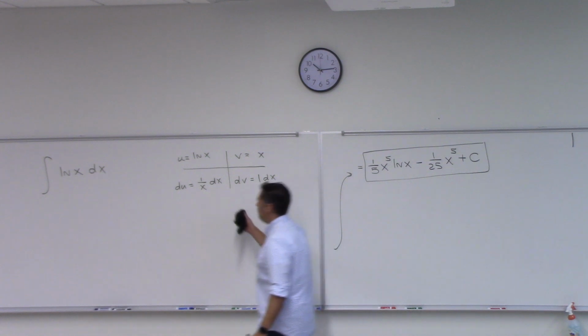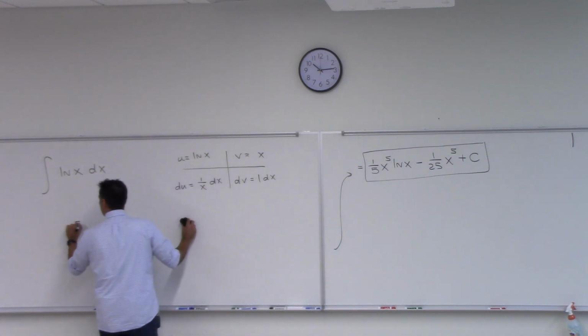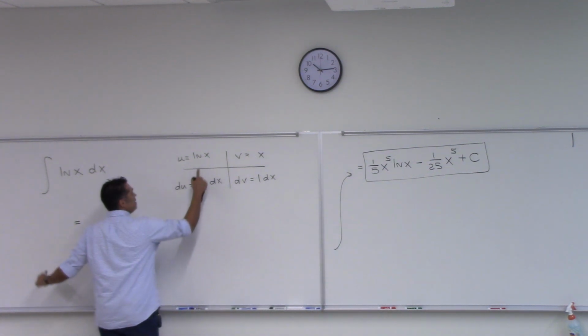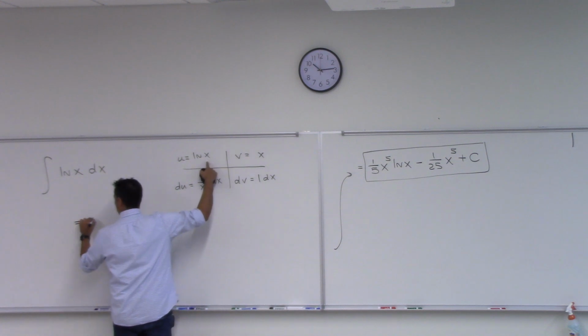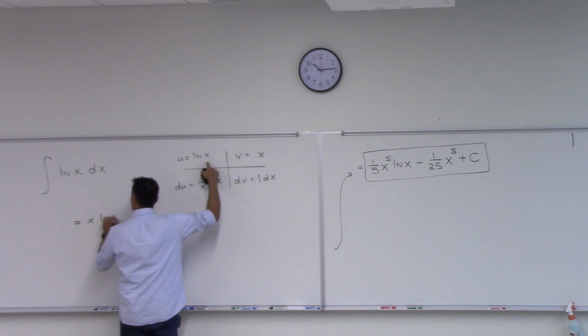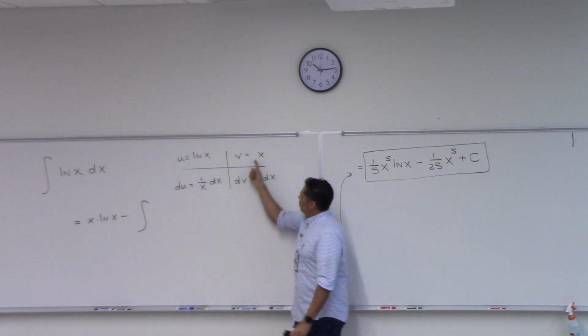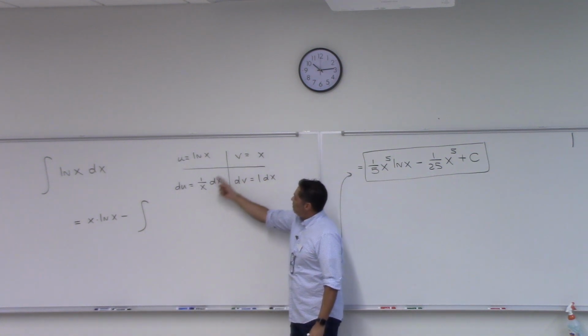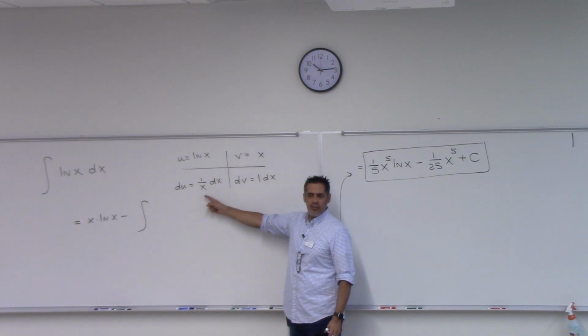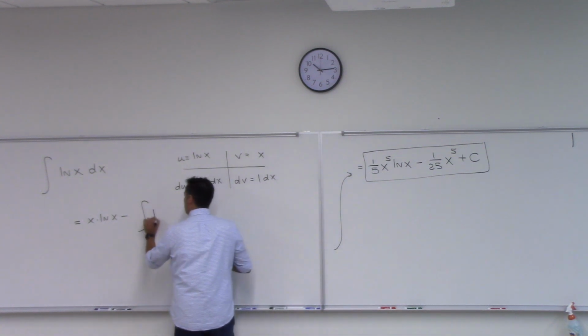This is actually going to be really nice. This should equal u times v, these two multiplied. I'm going to put it in opposite order: x natural log x, minus the integral of v du, these two. Are there any constants that come out here? No, but what's x times 1/x? 1. So this is just the integral of 1 dx.